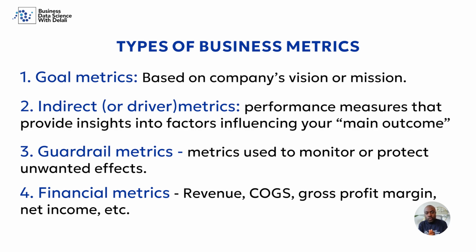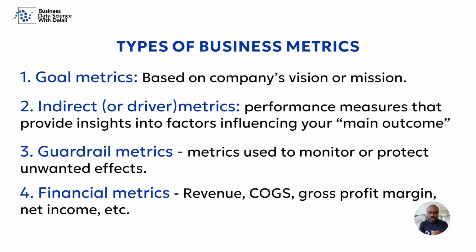Okay, there is also cost of goods sold. That's also a financial metric. And then you go to things like gross profit, which is essentially revenue minus cost of goods sold. And then you have gross profit margin, right? Those are all financial metrics. You go to net income, and then things like EBITDA and things of that nature. Those are all financial metrics. And so today I've discussed with you 4 major types of business metrics. They are goal metrics, guardrail metrics, indirect or driver metrics, and financial metrics.